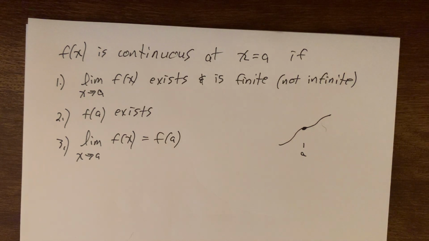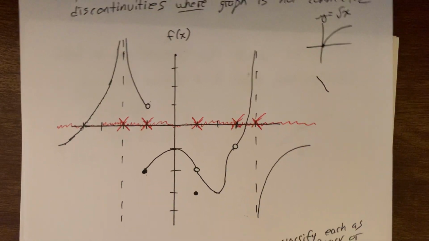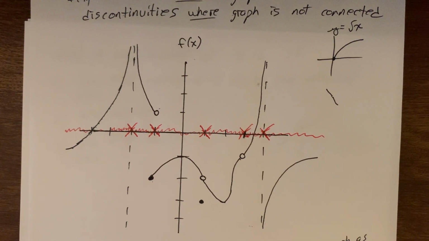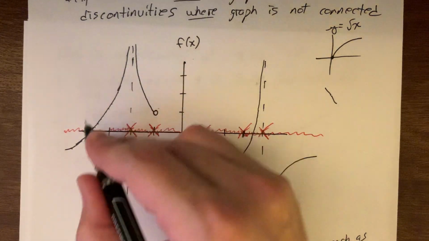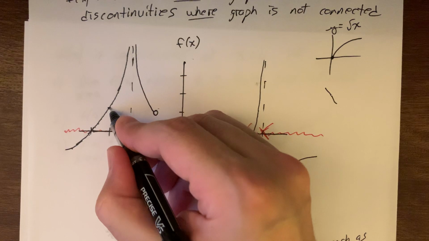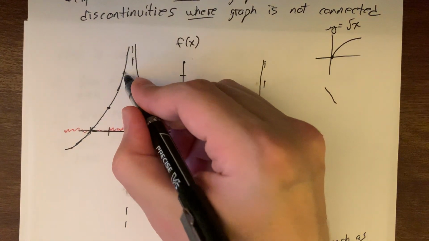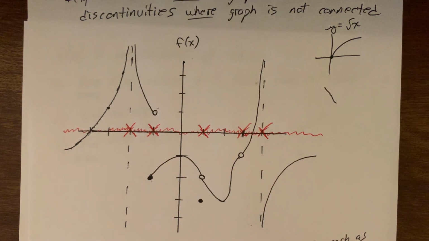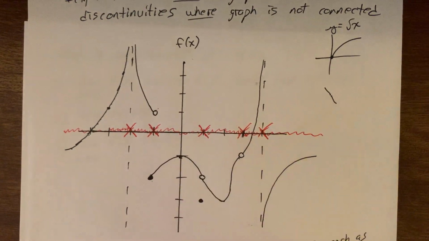And if we go back and look at that first big graph, again, we had lots of discontinuities, but plenty of places where the graph was continuous. It was continuous everywhere over here. And at any one of these spots, you've got a limit, you've got a point, and the limit and the point match. You've got a limit, you've got a point, and the limit and the point match.